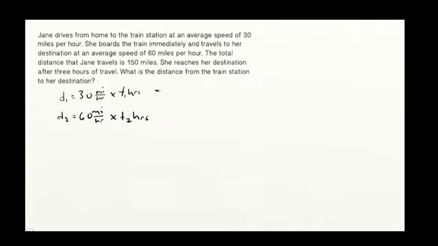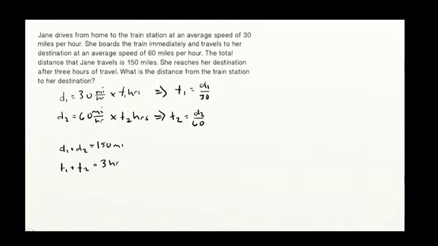You can rearrange these at this point if you want to and say that T1 is equal to D1 over 30, and likewise T2 is D2 over 60. We're also told the total distance that Jane travels is 150 miles, so that's going to be D1 plus D2 is 150 miles. We can also say that the total time, so that's T1 plus T2, is 3 hours.